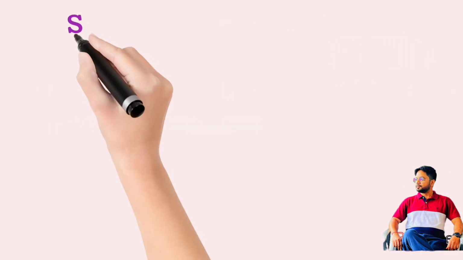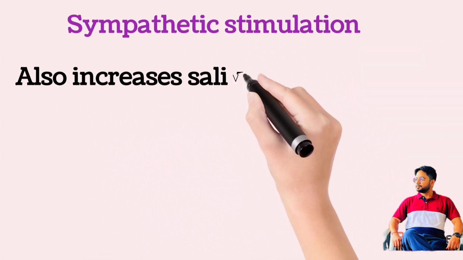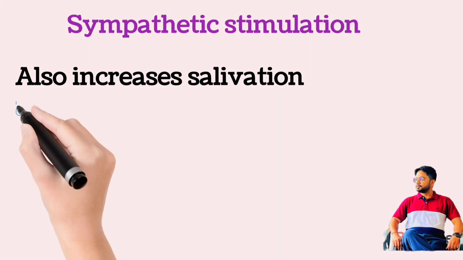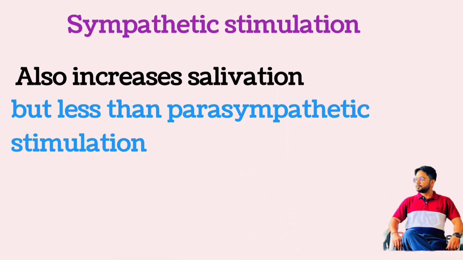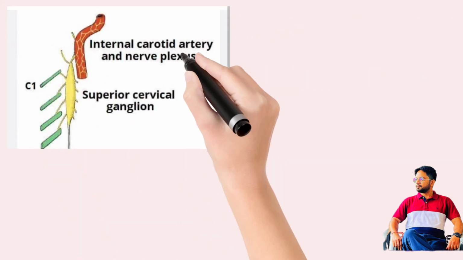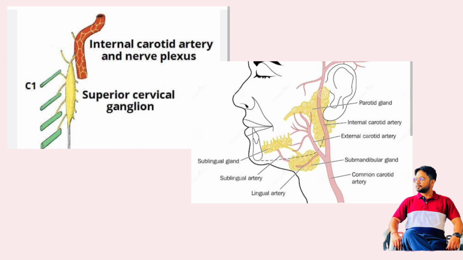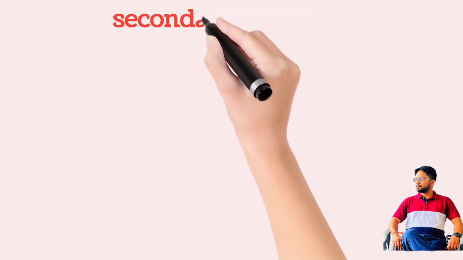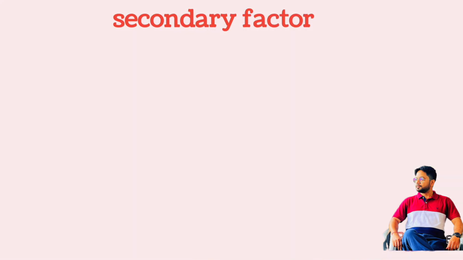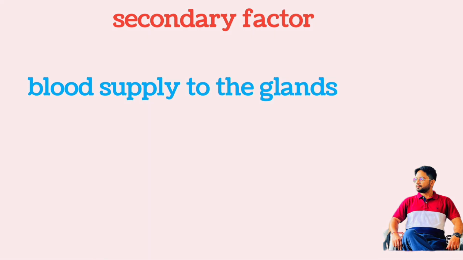Sympathetic stimuli can also increase salivation a slight amount, much less than the parasympathetic stimulation. The sympathetic nerves originate from the superior cervical ganglia and travel along the surfaces of the blood vessel walls of the salivary glands. A secondary factor that also affects salivary secretion is the blood supply to the glands, because secretion always requires adequate nutrients from the blood.